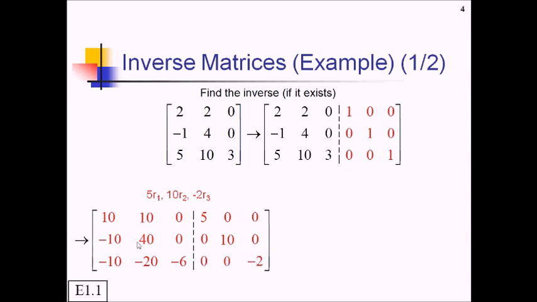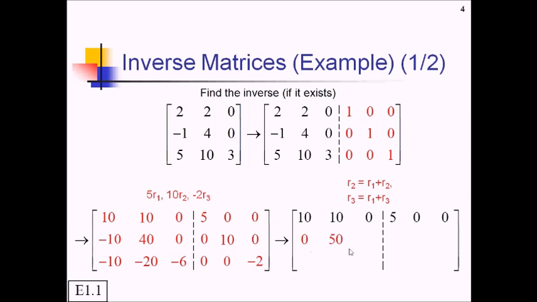Now, yes, you guessed it, we're going to add row 1 to rows 2 and 3 and put the answers in rows 2 and 3. So there's row 1 again. And row 2 now, that's going to be 0, 50, 0, 5, 10, and 0. Row 3, I'm going to have 0, negative 10, negative 6, 5, 0, and negative 2.